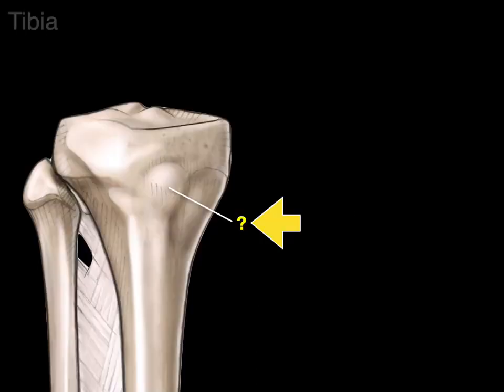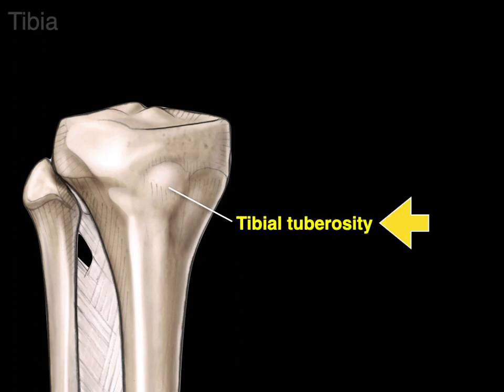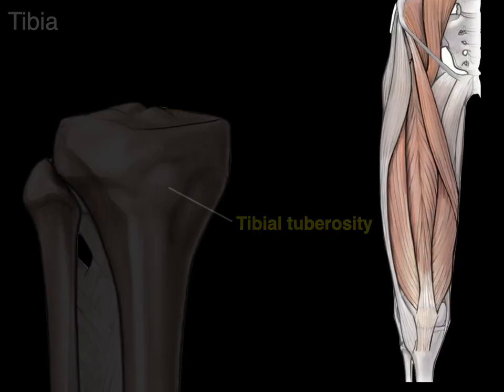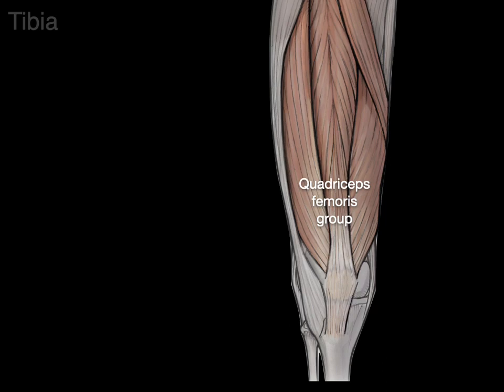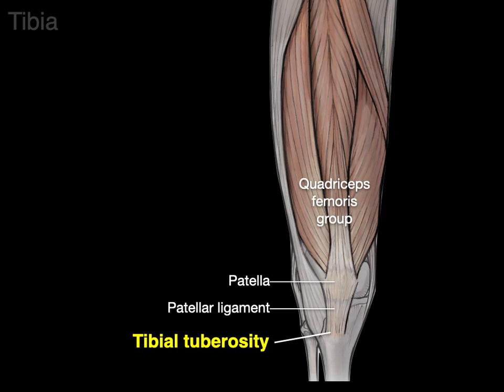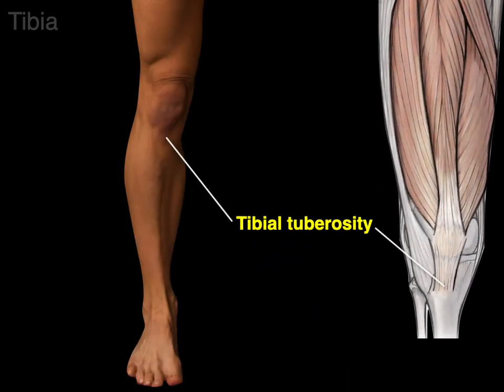And now on the proximal anterior portion of the tibia is this bump or swelling, and we use the word tuberosity. Since it's on the tibia, this is the tibial tuberosity, which serves as a landmark for muscle attachment for the quadriceps femoris muscle group, which then envelop the patella, and then the connective tissue tendon/ligament continues on to attach to the tibial tuberosity. And if we look at some surface anatomy, there's the tibial tuberosity just below the patella.